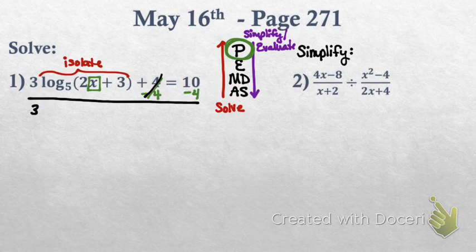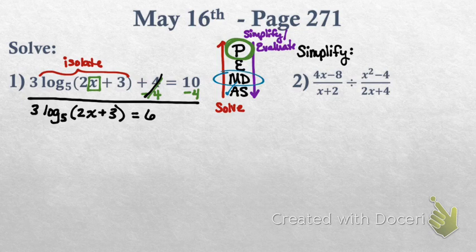All right, so I have 3 log base 5 of 2x plus 3 equals what? 6, there we go. Because we did 10 minus 4. So that's how we got our 6. Is there any more addition or subtraction that is not inside parentheses? Nope. So we can move on past that step.